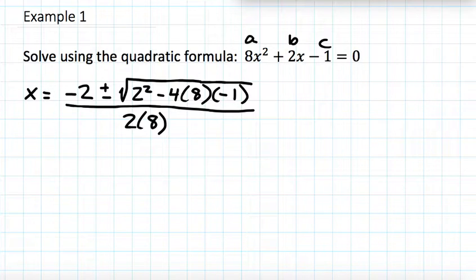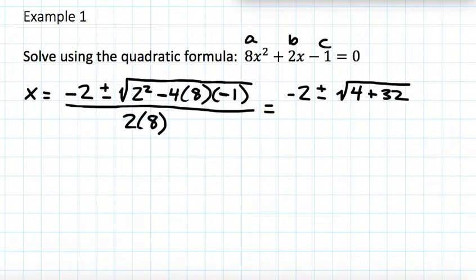So once I have everything plugged in, what I'm going to do is simplify what's under the square root first and get that down to a single number. Then that's going to tell me what other simplifying steps I may need to do. So 2 squared is 4. And now you have to be careful because there's a minus sign and then a minus sign here. So minus 4 times 8 times negative 1, those two minus signs combine to make a plus. Even though they're kind of far away from each other, those two minus signs are going to be minus negative, and then that's going to make a positive.